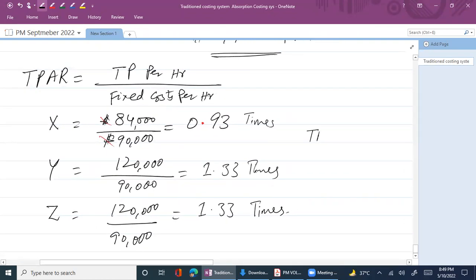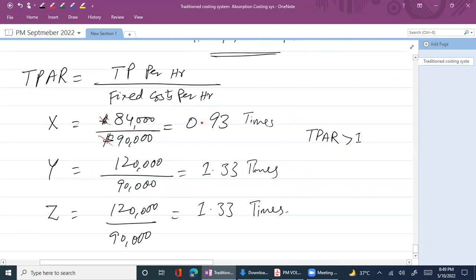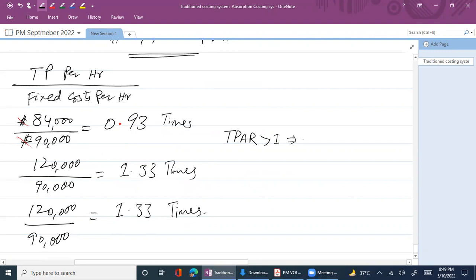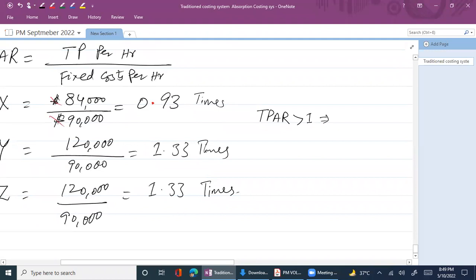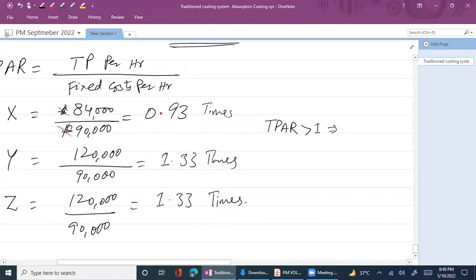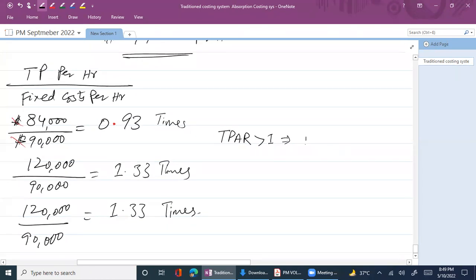if throughput accounting ratio is greater than 1, what does it mean? Is there a profit or loss? Can you guess? If throughput accounting ratio is greater than 1, just like in the last two cases, can you guess that there is a profit or loss? Very good. There is a profit. And in a case when throughput accounting ratio is less than 1, it means there is a loss.